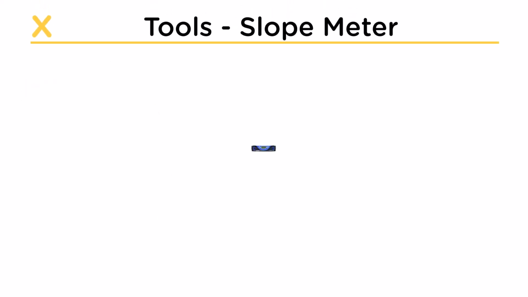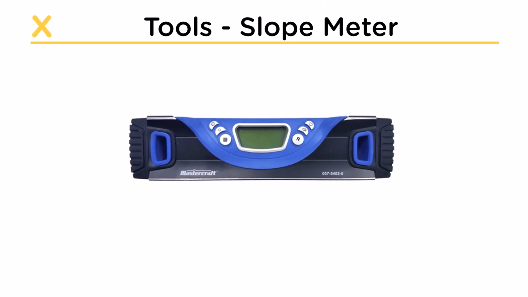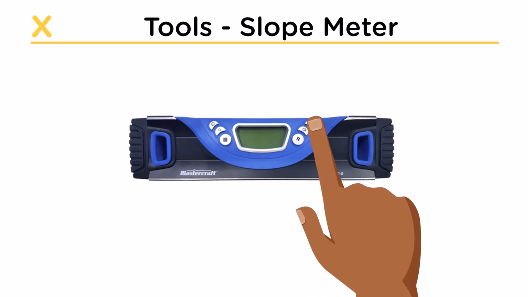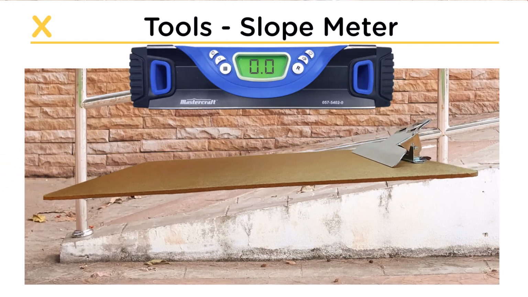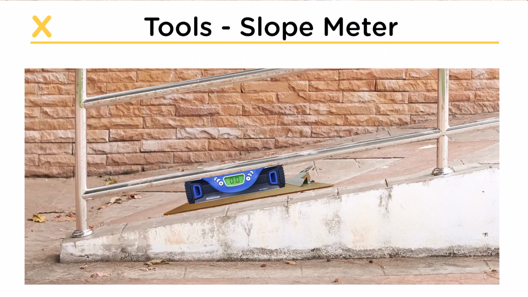The next tool is a slope meter, used to measure the angle of a slope or ramp. To turn the slope meter on or off, press and hold the power button for a few seconds. To take a measurement, lay a clipboard on the slope to provide an even surface and set the meter down on top of it in line with the slope. The readout, expressed in degrees, will automatically appear.